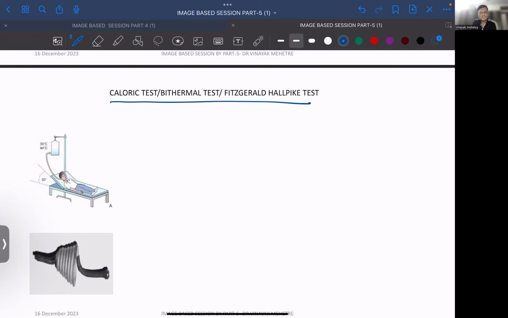Okay, what will we do? We will use water, either normal water, cold water or warm water. What we are going to do is syringe the canal. Syringe the canal, right? For how long do we leave the water inside? Anyone? For 40 seconds. Okay, 40 seconds. If the patient has nystagmus, that means positive caloric test.